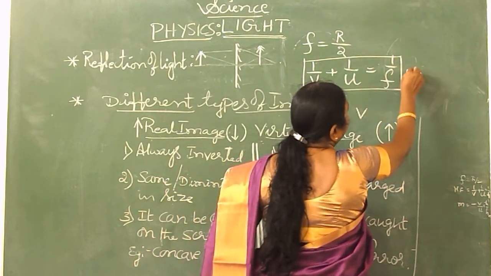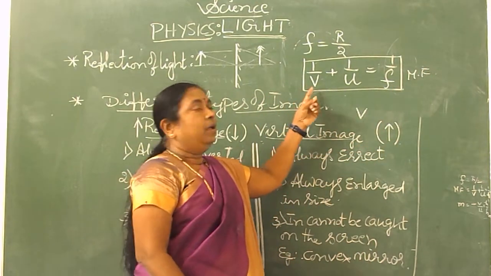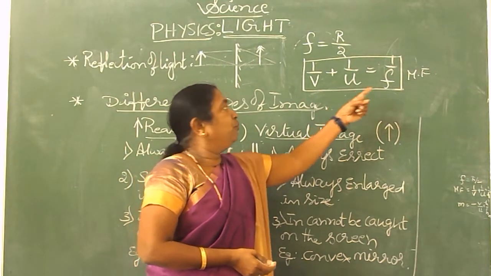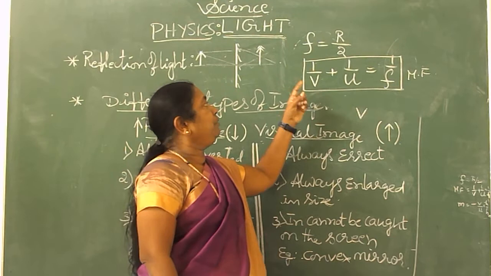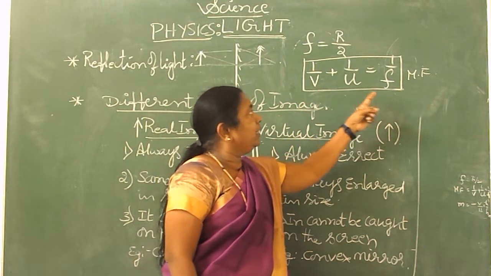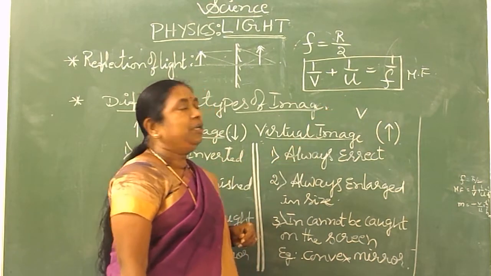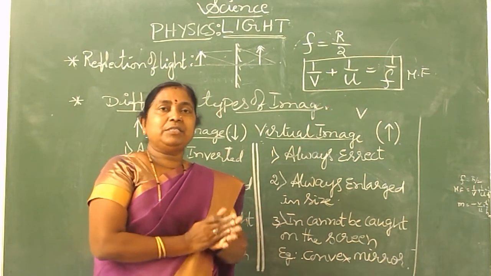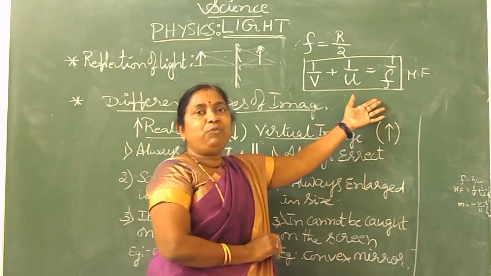So this mirror formula we are going to use: if the object distance and focal length are given, then you should find the image distance. If the image distance and focal length are given, then we can find out the object distance. So by this you can calculate at different distances when the object is kept in the optical instruments. Then you can calculate the focal length.